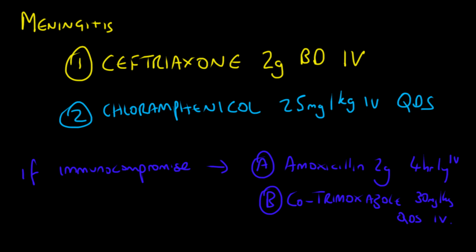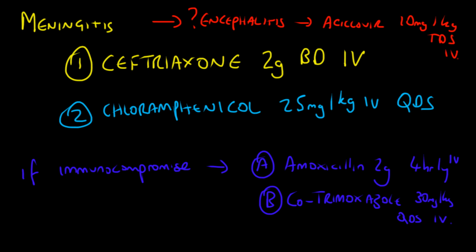If there is immunocompromise in the patient, you might want to consider adding in amoxicillin for broader cover. And adding in co-trimoxazole, which would cover things like PCP and pneumocystis cover, such as co-trimoxazole, also called Septrin. The doses here are purely for exam purposes, and you must check everything that's in this video in the BNF. If with meningitis there is a cross consideration that they might have encephalitis, you would consider giving acyclovir. And acyclovir is usually given at about 10 milligrams per kilogram 3 times a day intravenous.